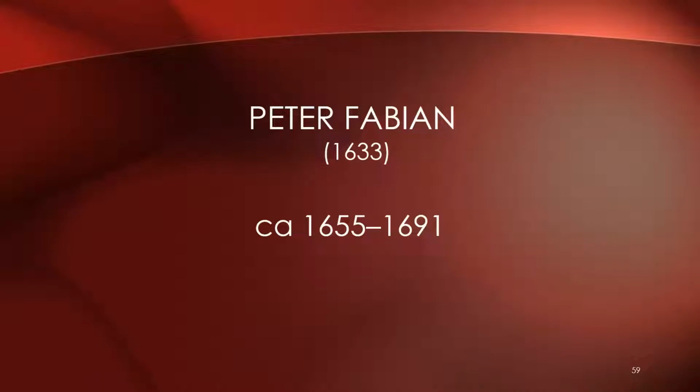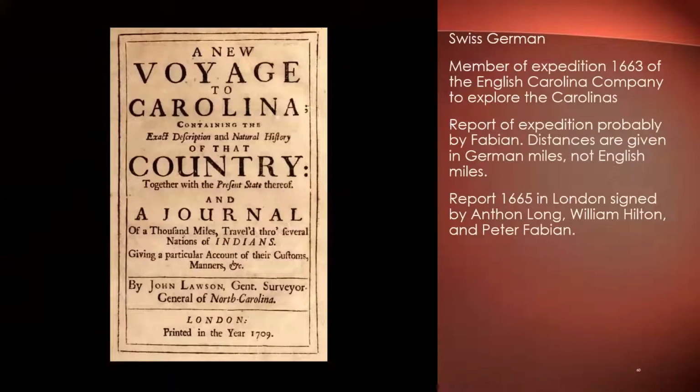Peter Fabian is rather a bit of an unknown. He was a member of an expedition in 1663 to explore the Carolinas. They think he was a German mainly because in drawing the distances, and they think that he was the draftsman for this report on North Carolina, all the distances were given in German miles and not in English miles.